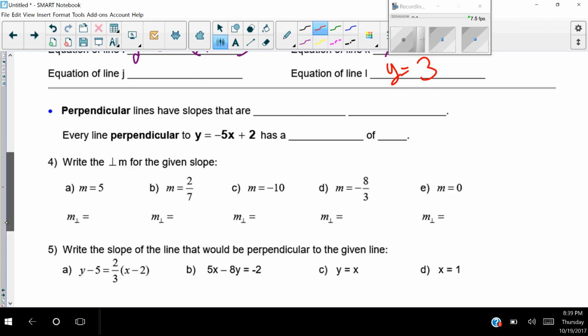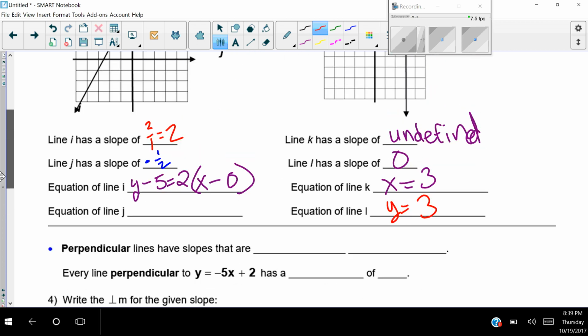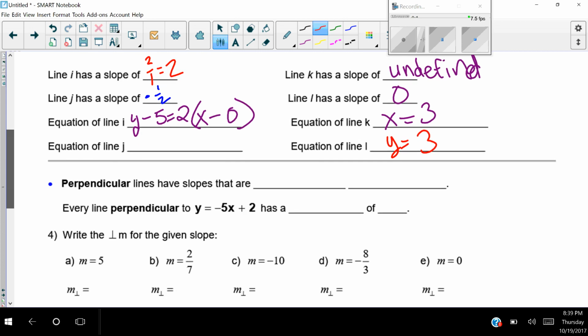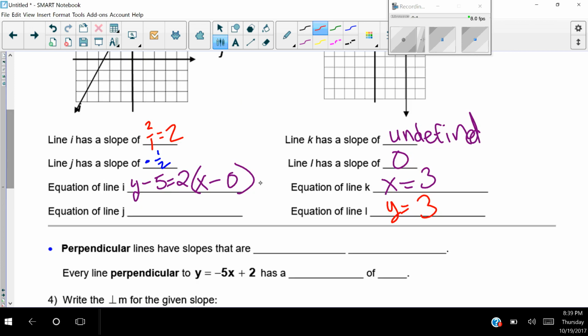So we're going to look at perpendicular lines. We just looked at a pair of perpendicular lines. Perpendicular means that they intersect to form a 90-degree angle. And now we're going to learn about their slopes. The slopes of perpendicular lines are going to be opposite reciprocals.